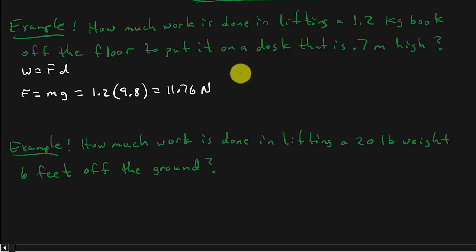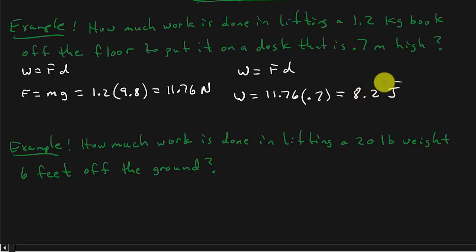So now we can calculate the work, which is force times distance, the distance we have to lift the object. So work is equal to 11.76 times the distance. Well, how far did we have to lift it? 0.7 meters. So that's times 0.7, and that gives us 8.2 joules. And so there's your answer for that one.